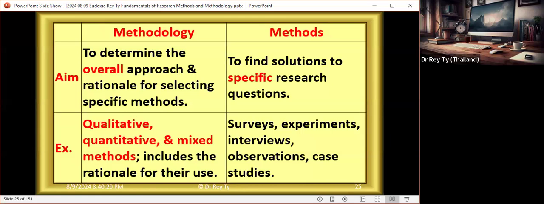So for methodology, you have three big umbrellas. You're using qualitative methodology or quantitative methodology or mixed methodology. For the methods, so what are your specific questions? Okay, so methodology can be something that many people use. Maybe 33% of the people use qualitative, 33% use quantitative, and 33.33% use mixed method. But your specific paper has your own specific research questions, not applicable to other people.